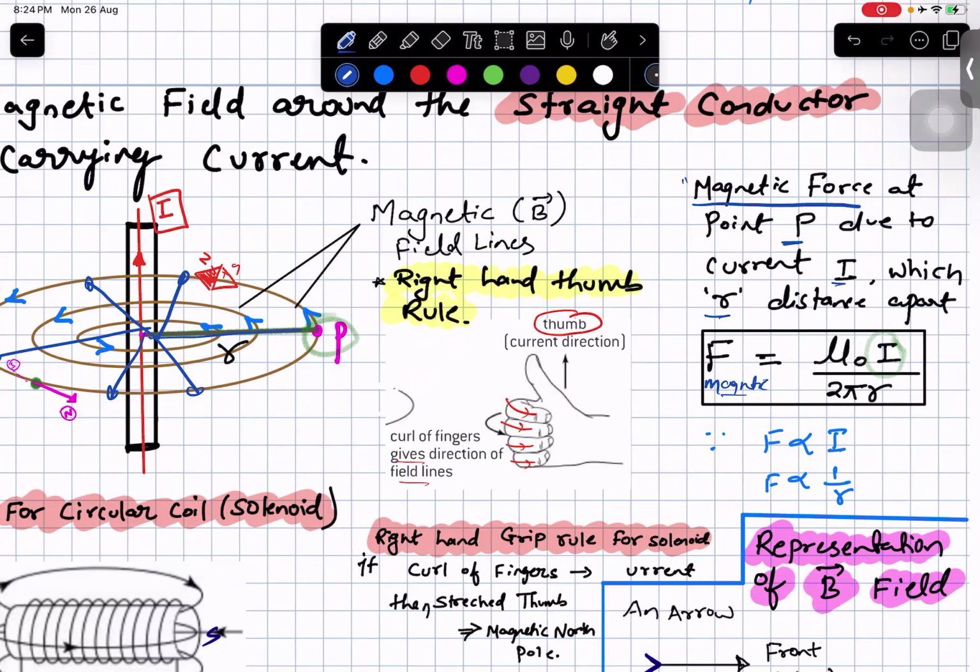Oh, it's moving in a. Oh yeah. Okay. All these magnetic field lines are circular paths, right? Okay, makes sense.